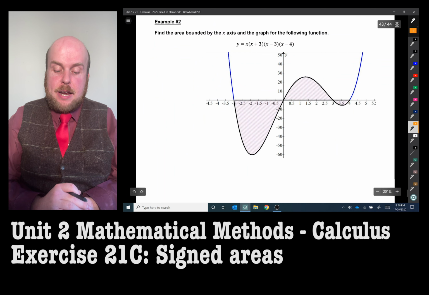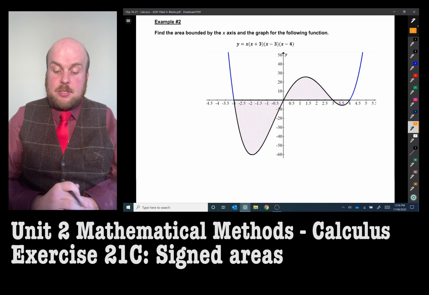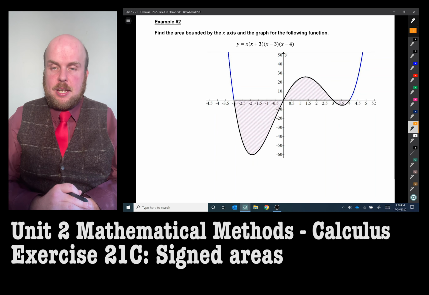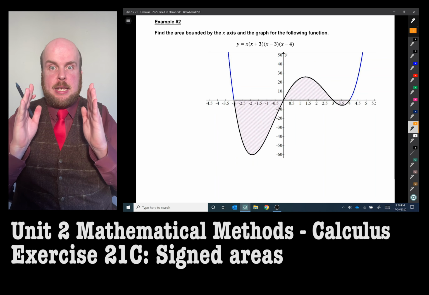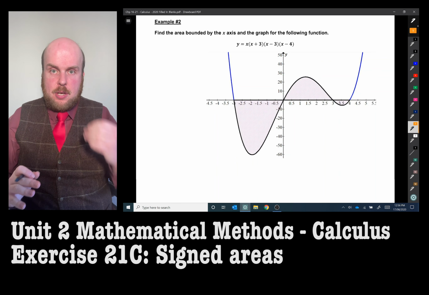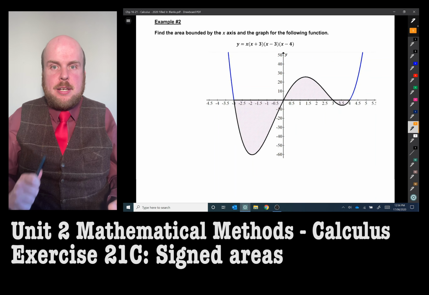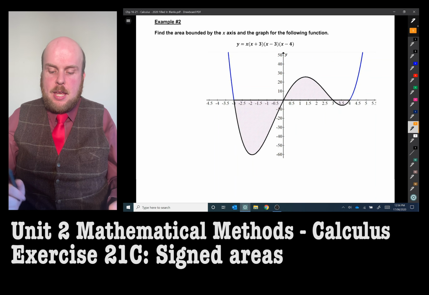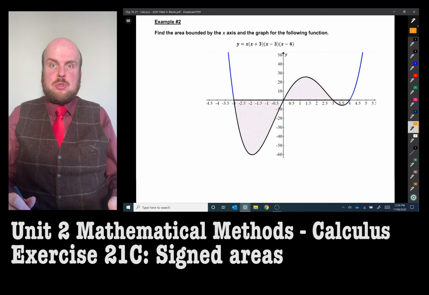Example 2, find the area bounded by the x-axis and the curve for the following function. And so I've conveniently highlighted the sections here. So for these ones, what we can do, much like in my previous example, is put in absolute value lines for the sections that are underneath, just to remind us that those are supposed to be positive. Otherwise, alternatively, we can also go and do the old switcheroo.